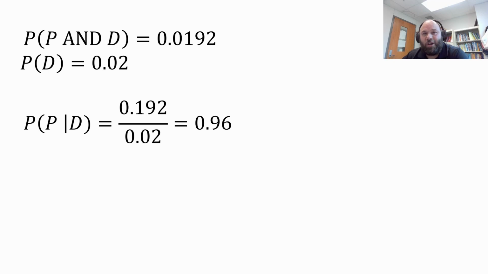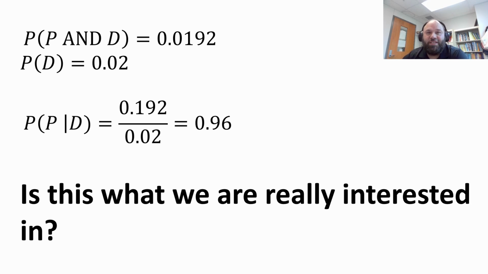However, put yourself in the patient's shoes. You want to know if you have a disease, and you go in there and you get a test, and a positive comes up. Does that mean you have the disease? Well, this conditional probability doesn't tell you that, right? What we want is to reverse the condition and the probability. We want to know the probability of D given P.